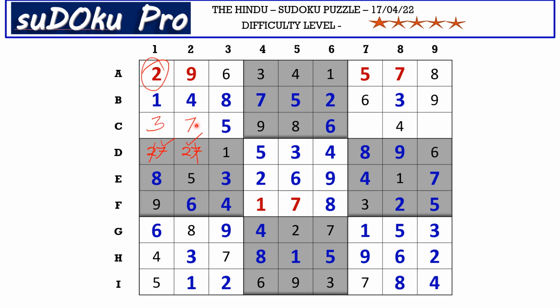Similarly, here in this block, there are only 2 empty cells and the missing numbers are 1 and 2. There is a 1 blocking from here. So C7 takes 2 and C9 takes 1. And the puzzle is solved.